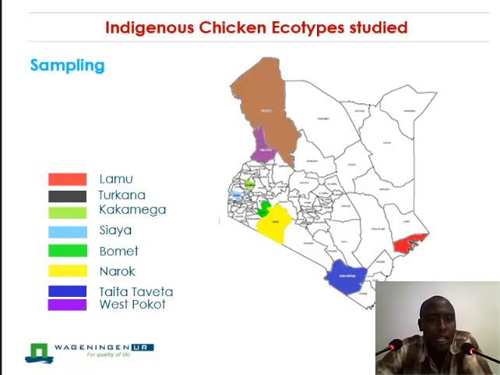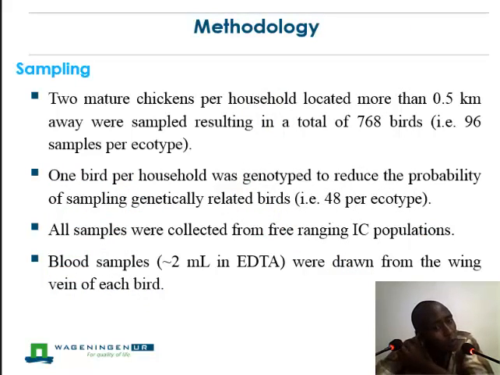The ecotypes studied were 8 in number and were sampled in different regions of Kenya. As shown, we have Lamu, Turkana, Kakamega, Siaya, Bomet, Narok, Taita Taveta, and West Pokot. For the methodology, 2 mature chickens were sampled per household, located at least 500 meters apart. In total, 768 birds were sampled, that is 96 samples per ecotype. Also, 1 bird per household was genotyped, so that the probability of sampling genetically related birds was reduced. All samples were collected from free-ranging indigenous chicken. Blood samples were drawn from the wing vein.